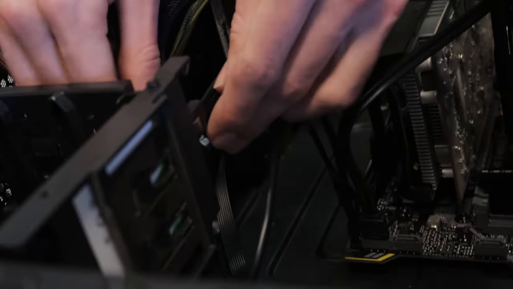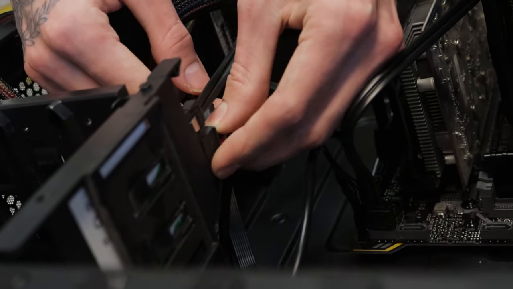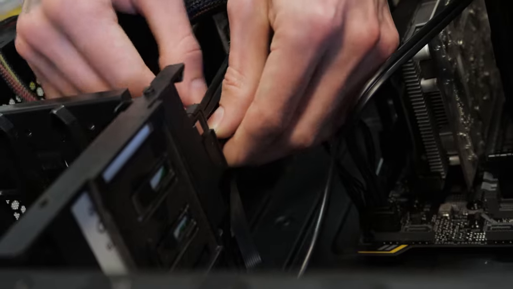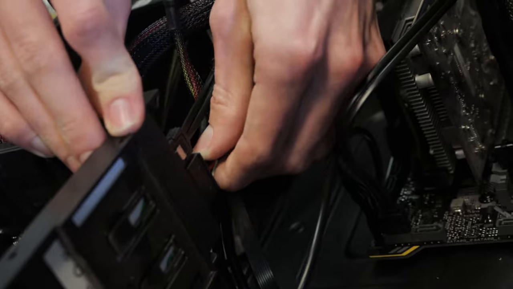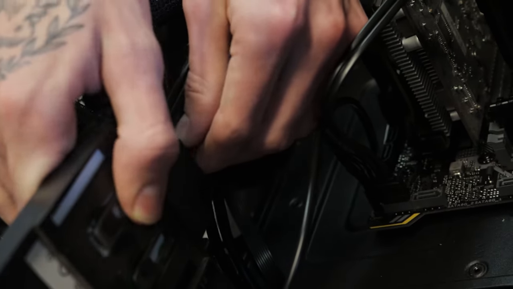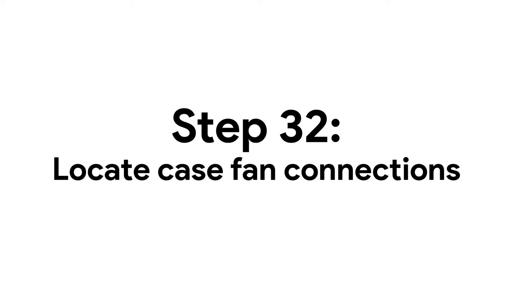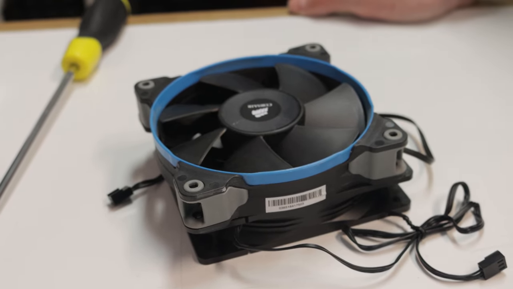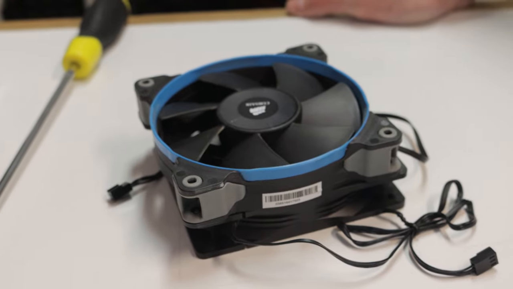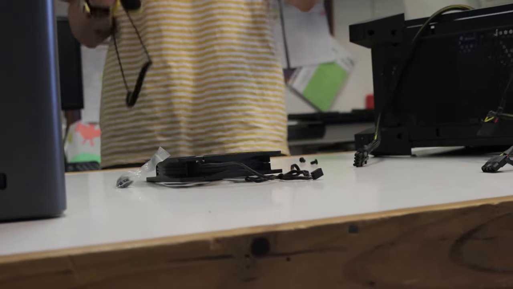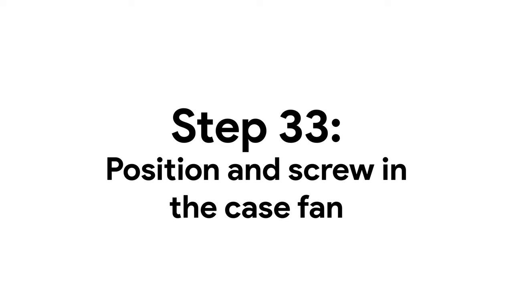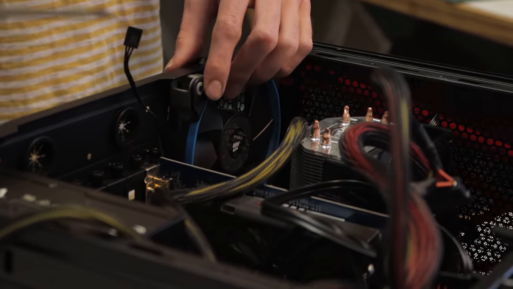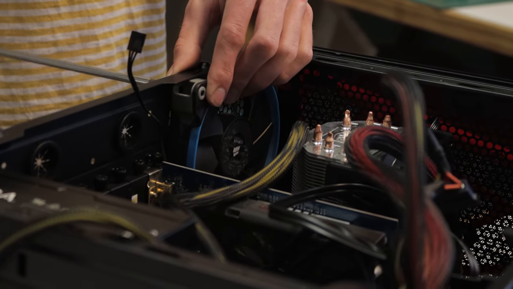Step 30, locate the SATA power cables from the power supply and click it into the back of your hard drive. Step 31, work out if there are any other miscellaneous power supply cables that need to be plugged in and do so. Step 32, locate the case fan connections on your motherboard, as usually indicated by the word case fan, usually in small writing on most motherboards. Step 33, position your fans at the nearest motherboard port, then proceed to screw in your case fans.